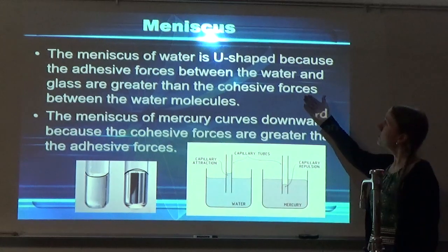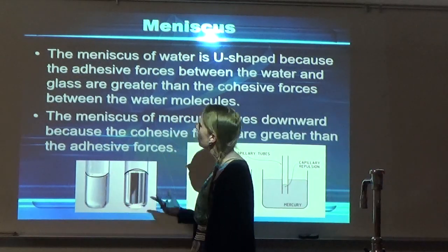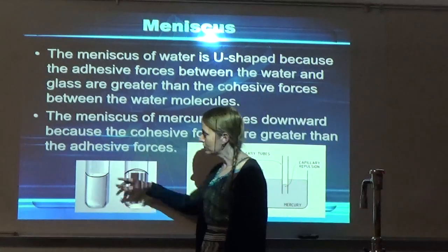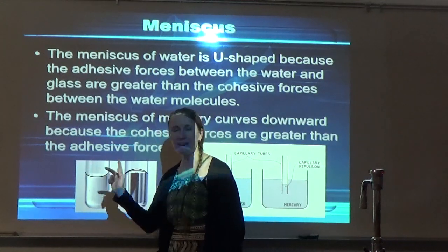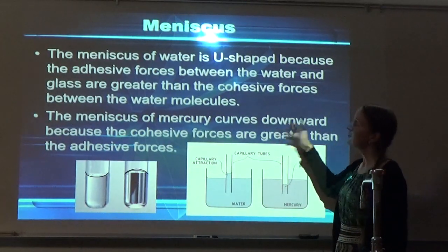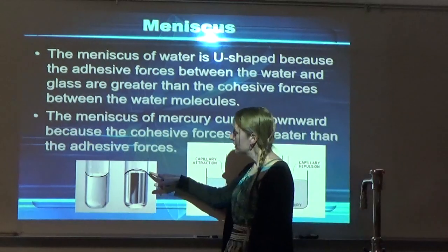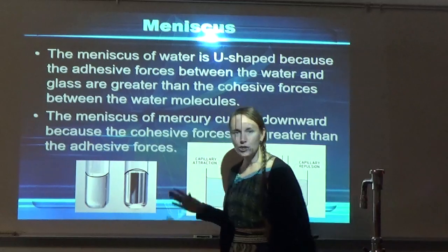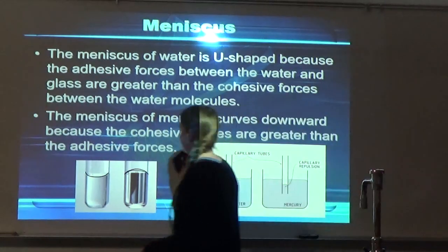So the meniscus of water is U-shaped because the adhesive forces between the water and the glass are greater than the cohesive forces between the water molecules. So when water is near the glass, it literally starts climbing up the sides of it. It likes the glass so much. The meniscus of mercury curves downward because the cohesive forces are greater than adhesive. So you can see that mercury is literally trying to pile up on itself. It's not even interested in touching that glass. So it forms a meniscus that looks like this.